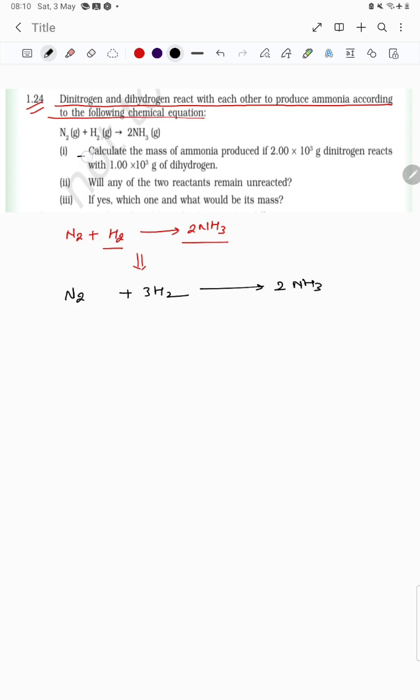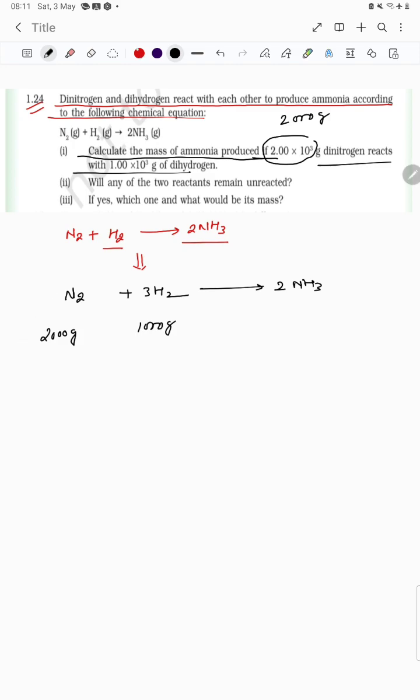The first one: calculate the mass of ammonia produced if 2 into 10 power 3. So 2 into 10 power 3 means what? 2000 gram dinitrogen reacts with 1000 gram dihydrogen. So here they have given 2000 gram and this is the 1000 gram. Student, this is based on the limiting reagent because the amounts of both reactants are different. So we have to calculate the moles and then find the limiting reagent.